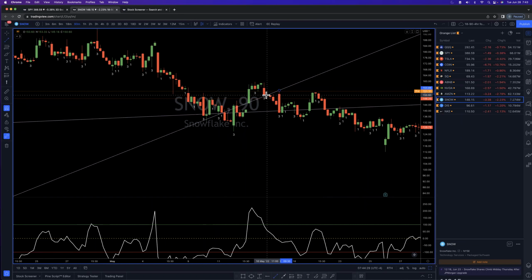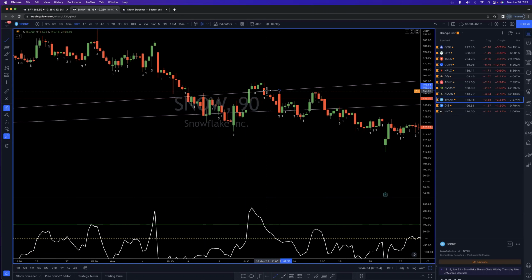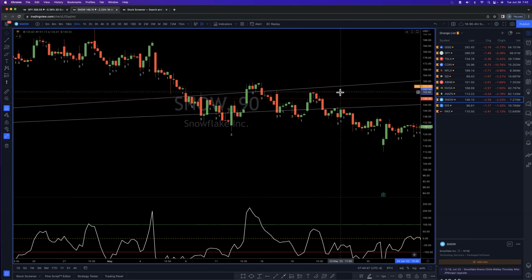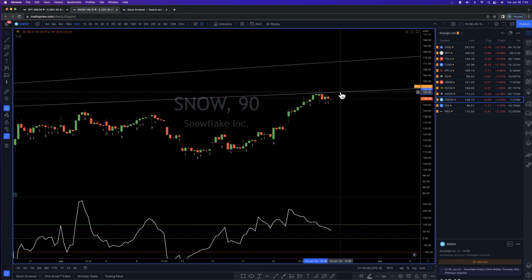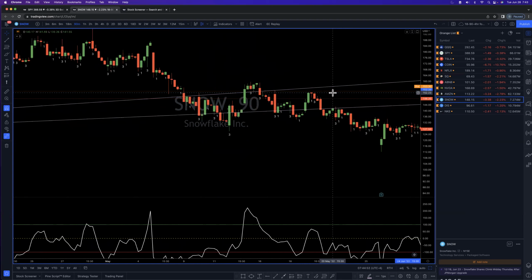That's 153.33. We got this little guy here, and we'll make that our next broadening formation. We got this high here. Let's look. Yeah, it's pretty much where that line is. What else do we have in this range? We have this guy here, which is a 2 up.